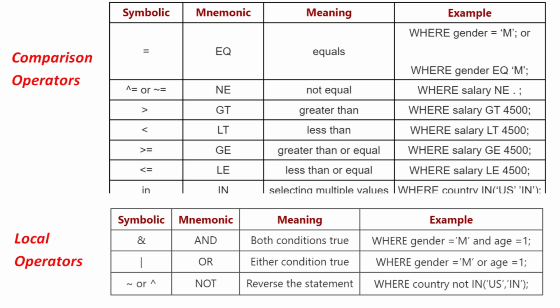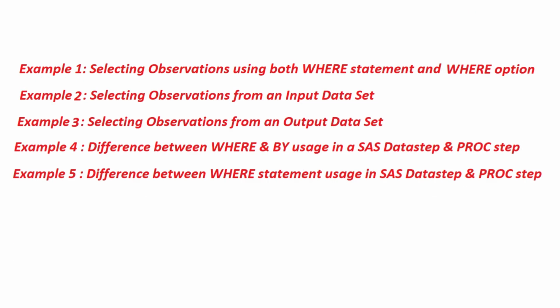AND works when both conditions are true. OR operator filters when either condition is true. NOT operator works by reversing the statement. We will see a few examples programmatically.